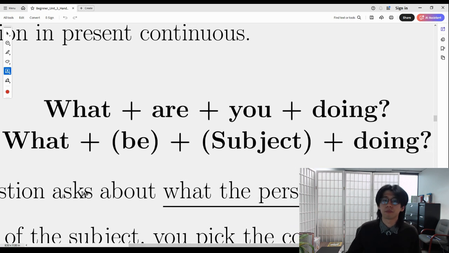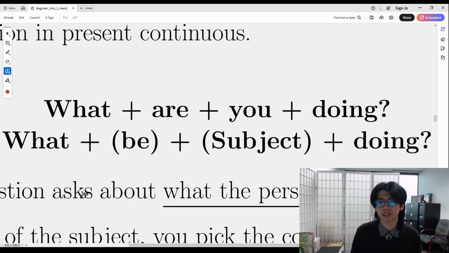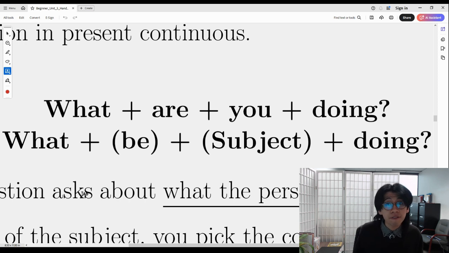Okay, there we go. So, to ask a question in present continuous, we want to have this structure. What are you doing? I'm sure you have heard of this phrase before. What are you doing? Maybe in the movies, in your daily life. Maybe I asked you, what are you doing? Right? So, this is how you would ask a question in present continuous.